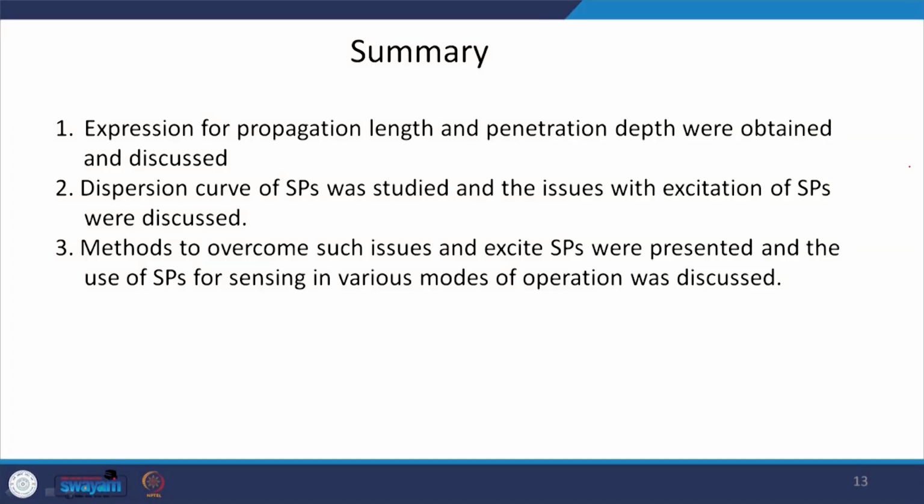Let us summarize what we studied today. We obtained the expressions for propagation length and penetration depth of the surface plasmons and discussed them. We also discussed the dispersion curve for surface plasmons and found out what issues need to be resolved to excite surface plasmons. Then we discussed various methods for exciting surface plasmons and how we use them for sensing, and also discussed various modes of operation for this kind of sensor. Thank you.